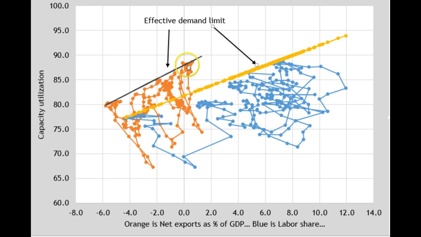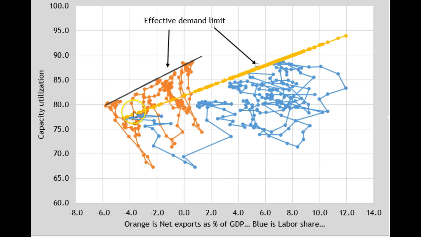And you'll see that through time, it also hits this effective demand limit. Labor share here, as it changes through the years, has hit the effective demand limit many times. But then when you look at net exports, it also hits the effective demand limit. Now, do these coincide? This is the question. Does labor share hit the effective demand limit at the same time that net exports is hitting the effective demand limit? So what I did is I drew in this line here.